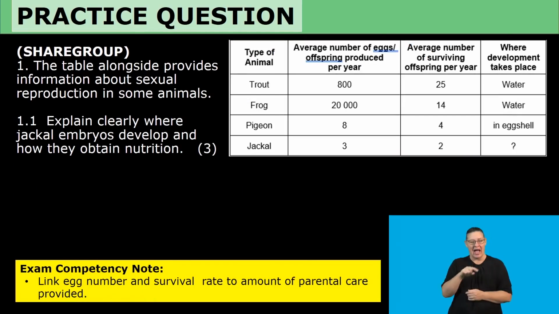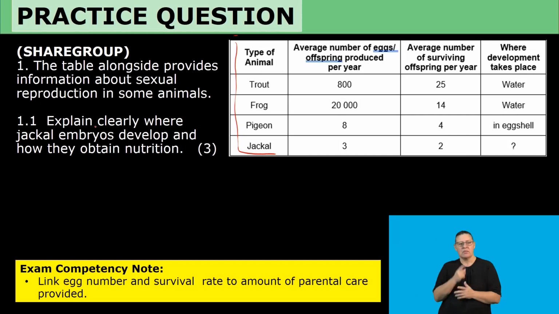Let us look at this other practice question. The table alongside provides information about sexual reproduction in some animals. So you engage with the table. We've got types of animals: trout, frog, pigeon, and jackal. We've got the average number of eggs or offspring produced per year. That's the number. We've got the average surviving. We've got where development takes place.